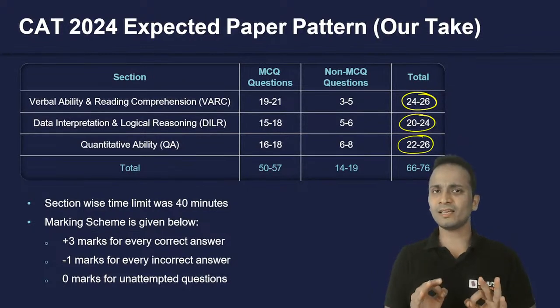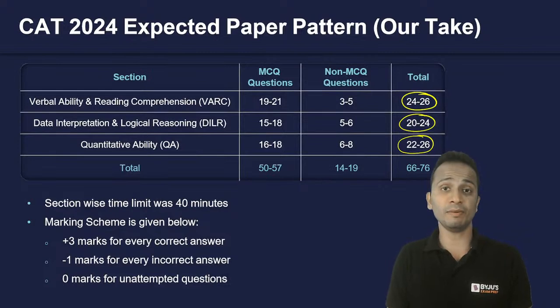And nothing will happen, no addition, no subtraction if you leave any question unattempted. So for unattempted, there is no positive or negative marking. Also, you must note that these non-MCQ type of questions do not have any kind of negative marking in the CAT examination.